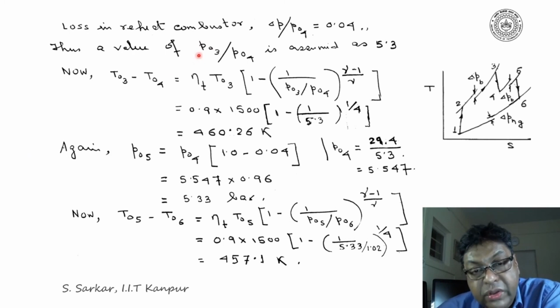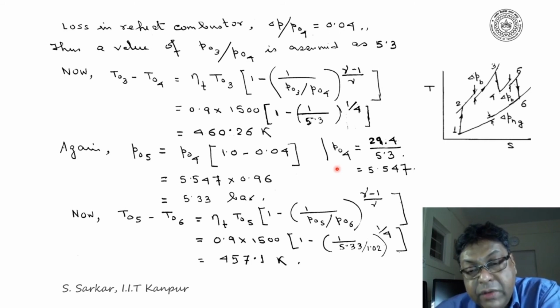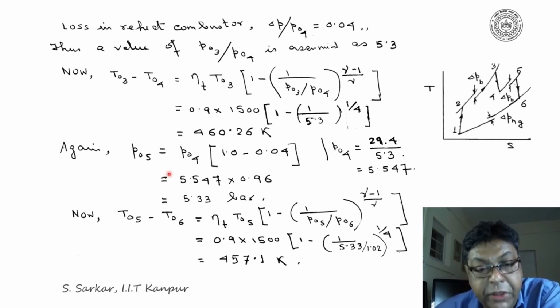I know the value of P03. P03 is equal to 29.4. Thus here I have evaluated P04, which is 29.4 divided by 5.3. That becomes 5.547. Hence, now P05 can be evaluated as 5.547 into 0.96. That is 5.33 bar.